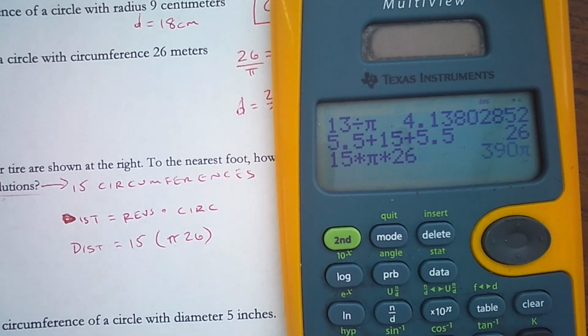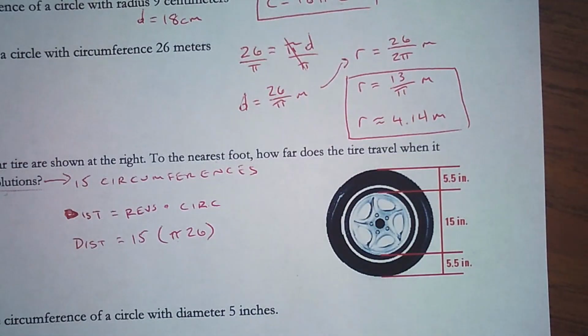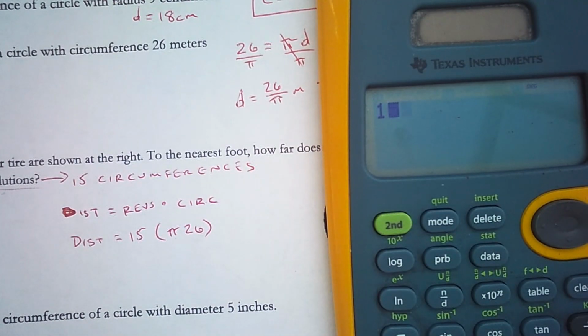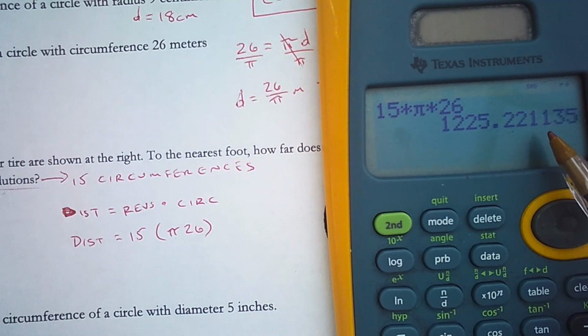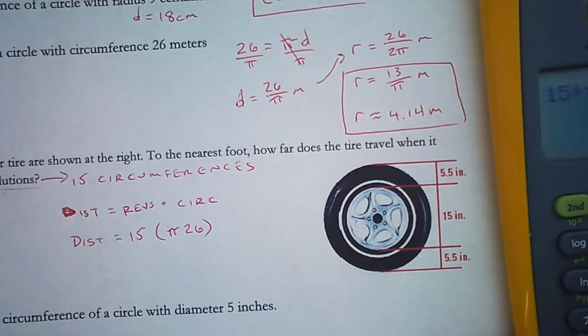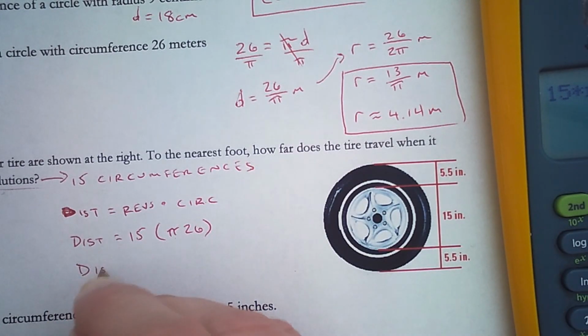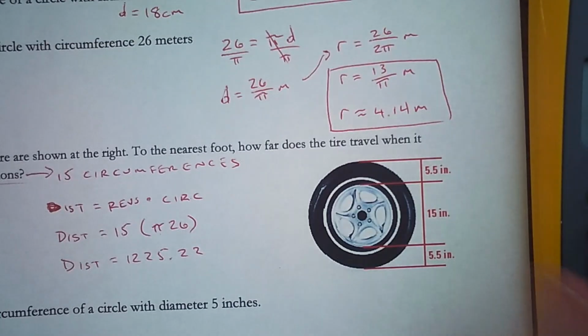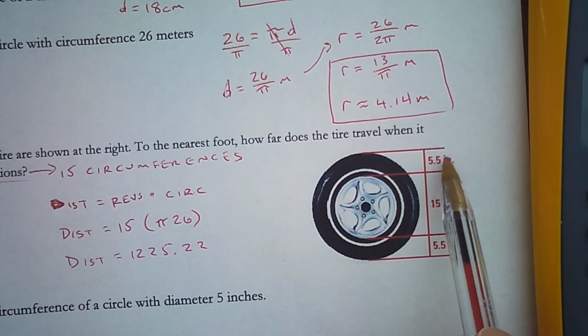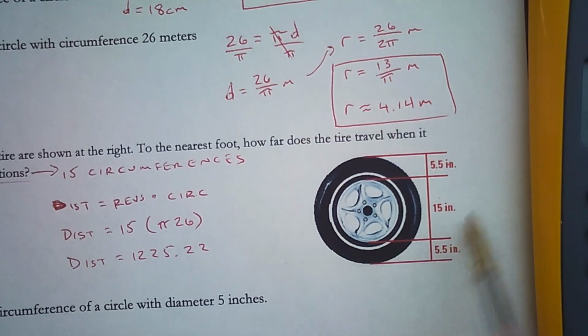So I'm multiplying everything this time, and my calculator's in a mode where it wants to actually leave it exact, so I'm going to have to change that. So I'll change my mode to classic and try that again. 15 times pi times 26 is 1225.22. Okay, so 1225.22 is my distance. Now, that is not my final answer because my diameter is in inches.